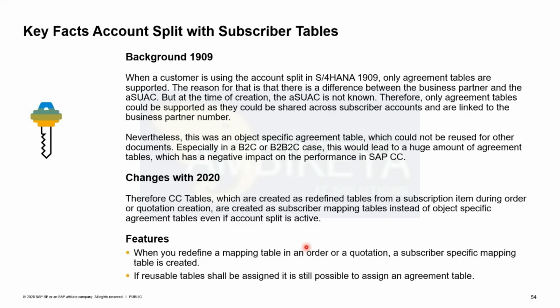From our order, when we redefine a mapping table or a range table, we create agreement tables instead of subscriber mapping tables. But these can still be subscriber mapping tables because these are object specific tables. When you are redefining from an order or a quotation, this becomes very specific to that order only and cannot be reused. Creating too many agreement tables per contract may also lead to performance issues. So in the 2020 release, we now create subscriber mapping tables for objects instead of object-specific agreement tables.